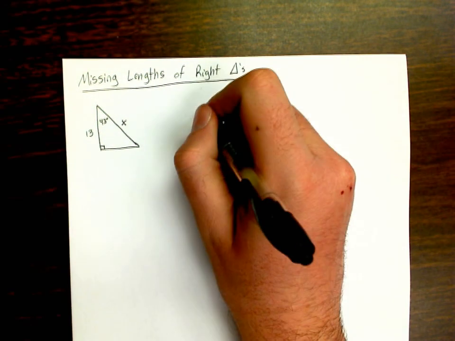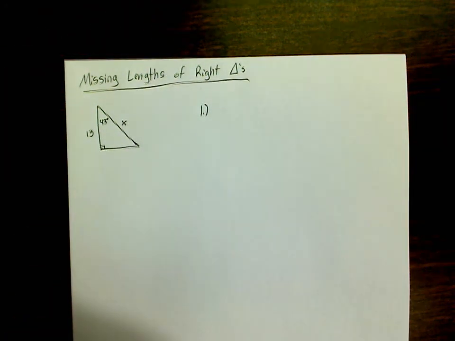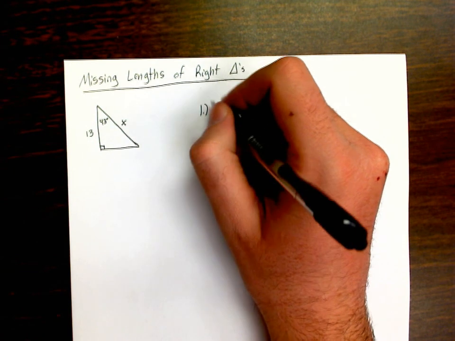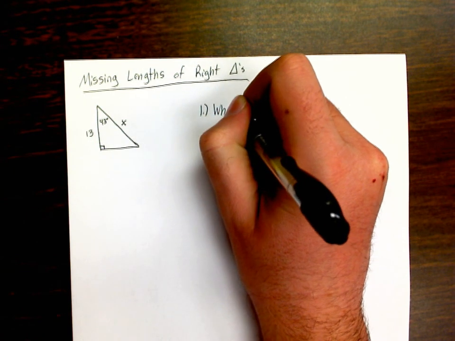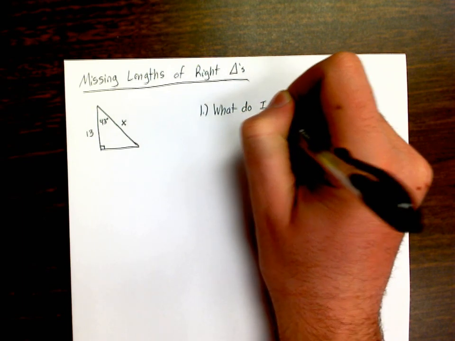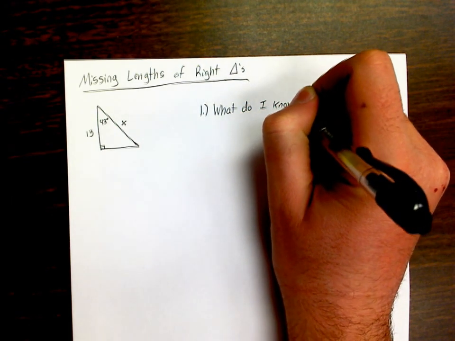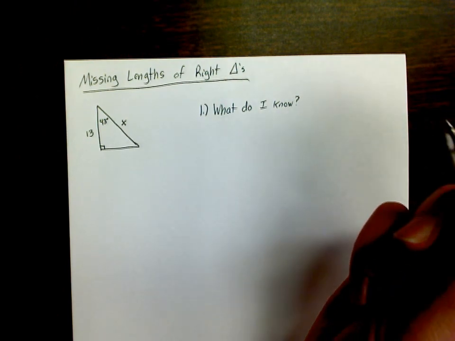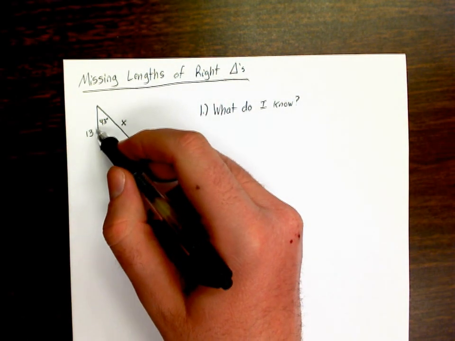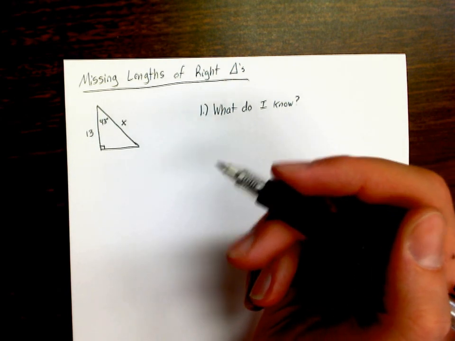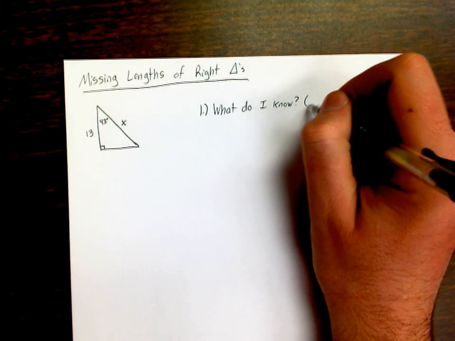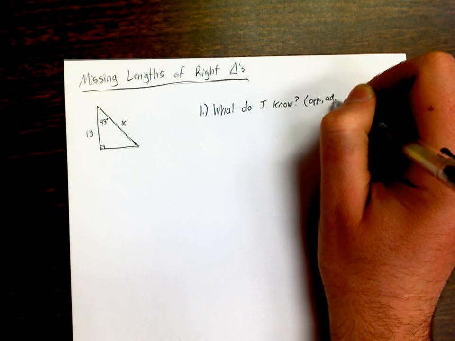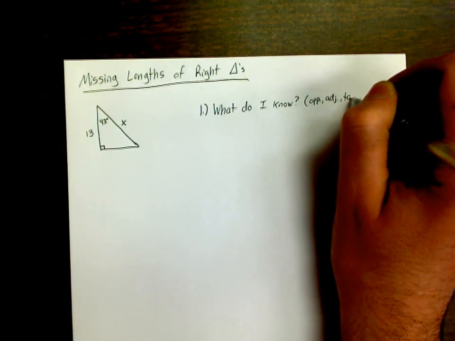Step number 1, and these are all in the form of questions that you should be asking yourself. First thing you say is, ask yourself, what do I know? Now when I say that, I mean, what do you know about the triangle? Okay, so we know 2 things. I know this is 13, I know this is 43, but more along the lines, I'm asking you, do you know the opposite side, the adjacent side, or the hypotenuse?